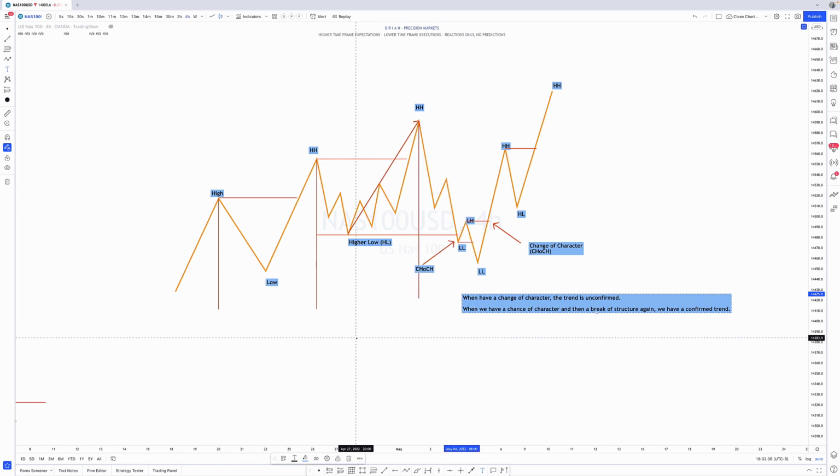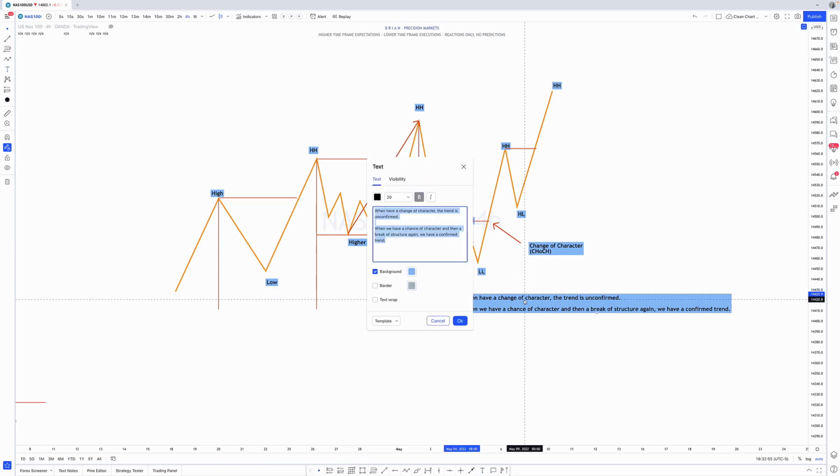So what maintains trends are higher lows for uptrends, and what maintains downtrends are lower highs. So we want to see 2 consecutive lower highs and then 2 consecutive higher lows for determining a trend. So an uptrend is maintained by higher lows, and a downtrend is maintained by lower highs.